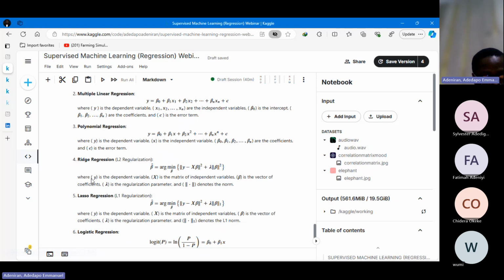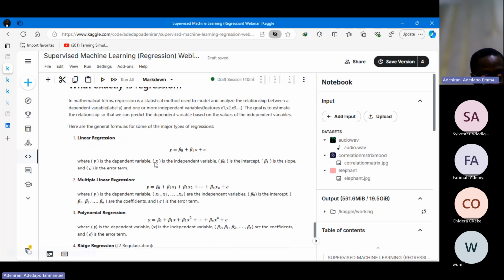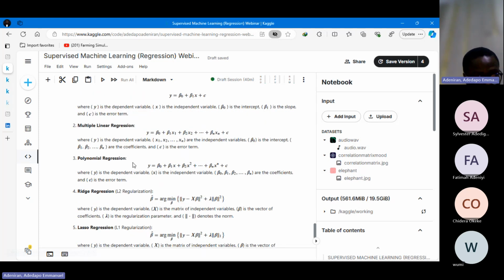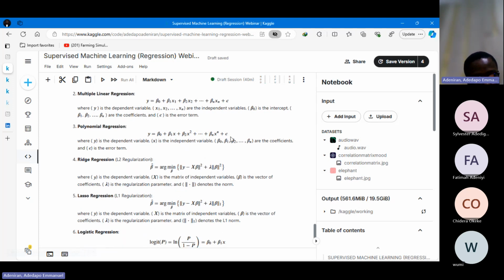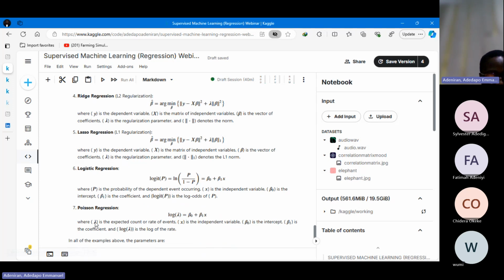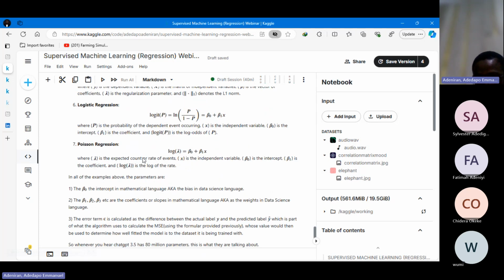That's what polynomial is. Now ridge regression and lasso regression are not usually used alone, but they are used in combination with linear regression, be it multiple or simple linear regression, to avoid overfitting. It's just a way of punishing the model to prevent it from overfitting. That's what it is. Then logistic regression is usually not used for regression problems, even though there's regression written there. It is used for classification most of the time, especially binary classification. And there's also Poisson regression.